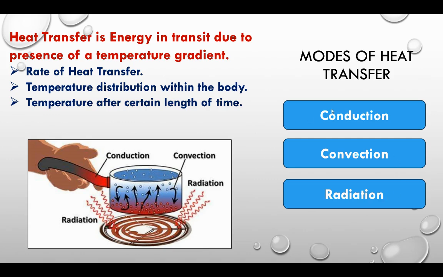So here you can see we have three modes of heat transfer. One is conduction, second is convection, and third is radiation. So one by one we will go through all three modes of heat transfer and see how each is happening.